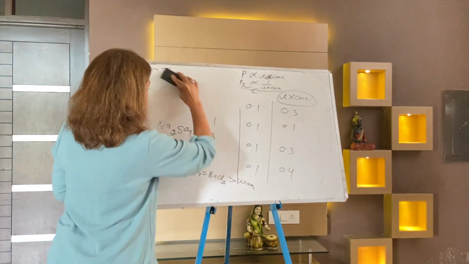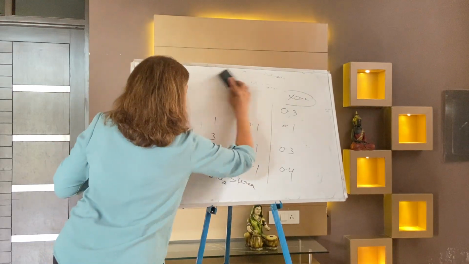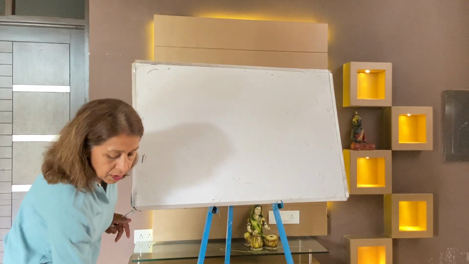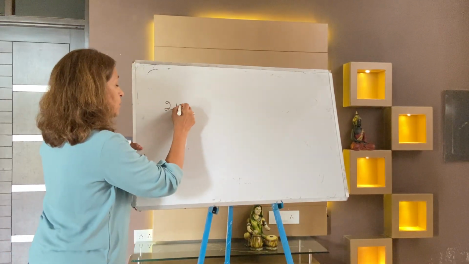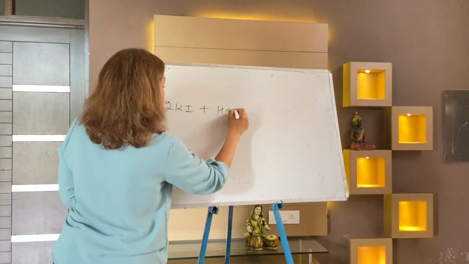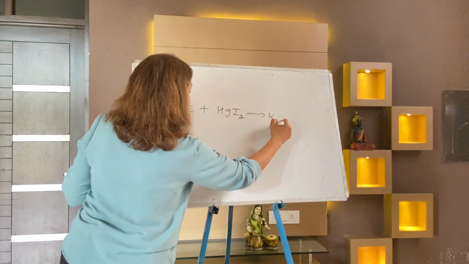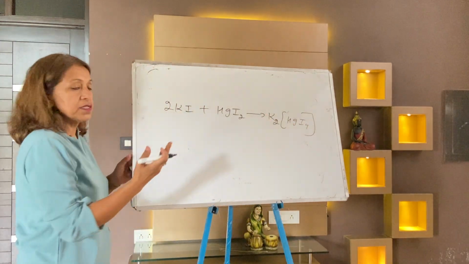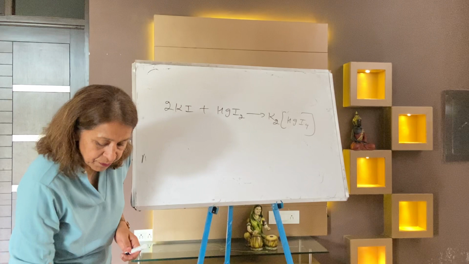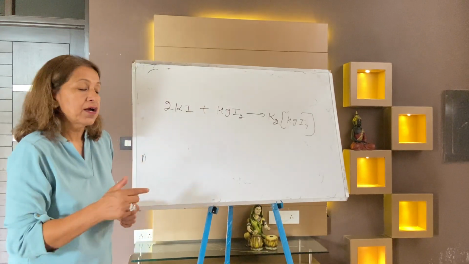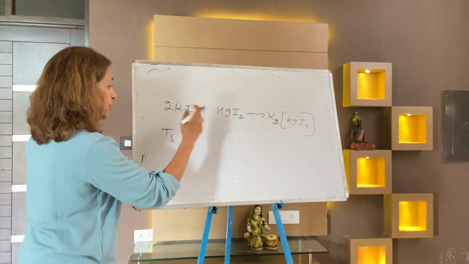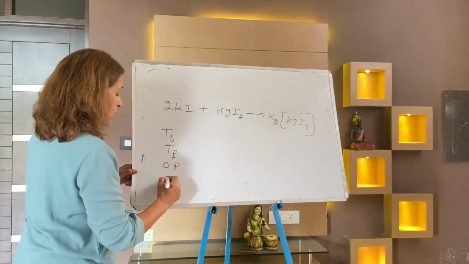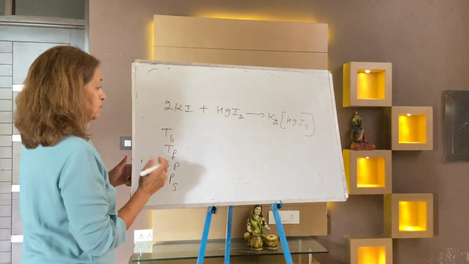One more question, same topic. A very important question it is. Write down: 2KI + HgI2 gives K2HgI4. The question is, for the reaction given, which one has the greater TB, whether TB increases, TF, osmotic pressure pi, and vapor pressure of solution.